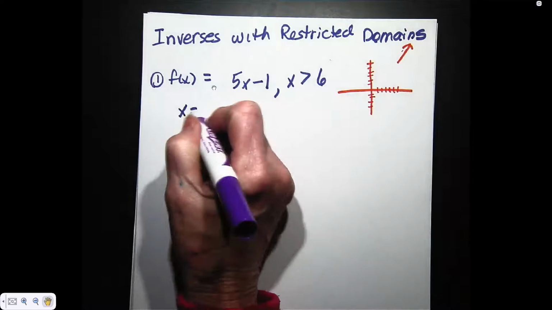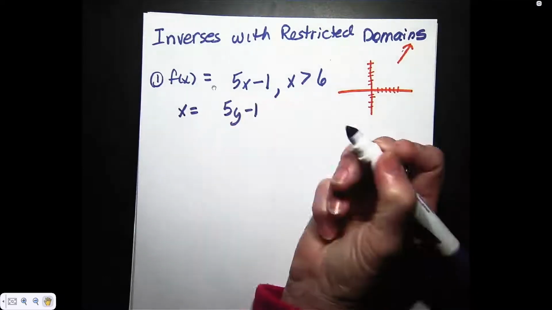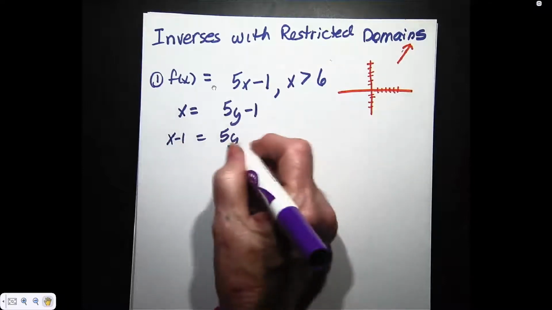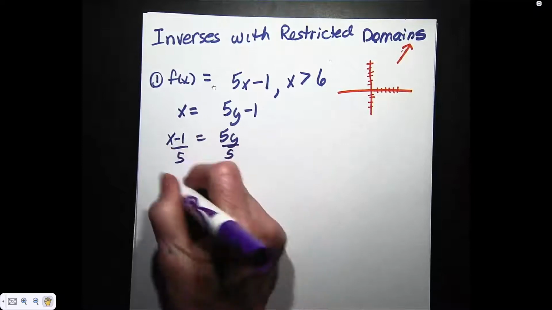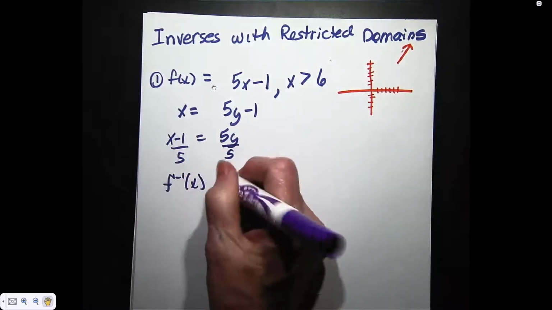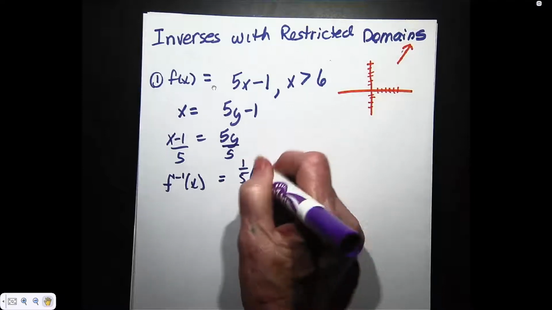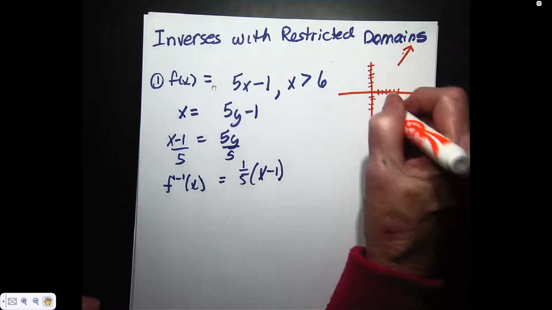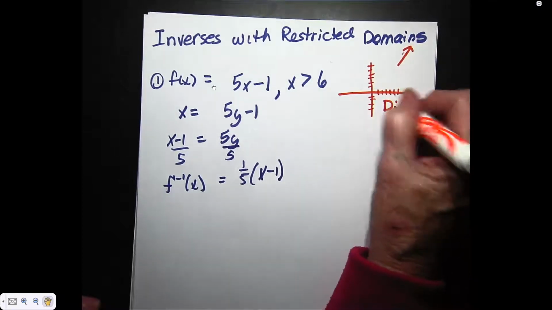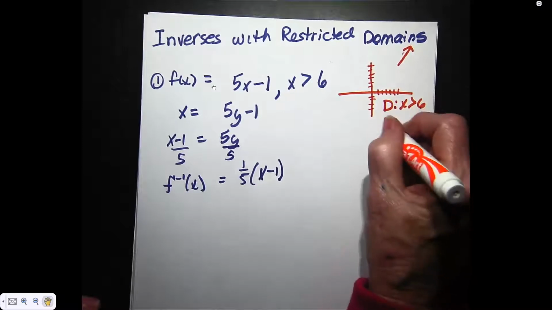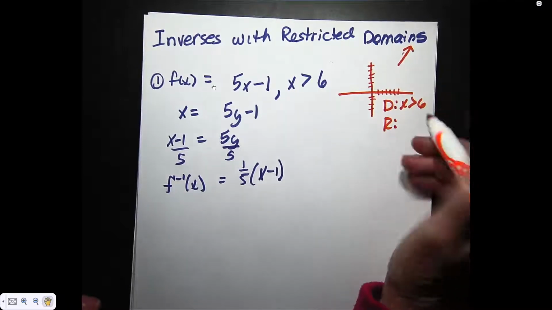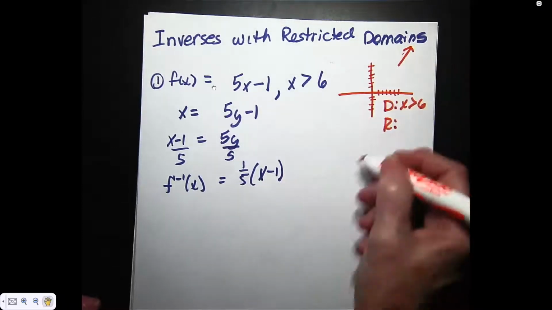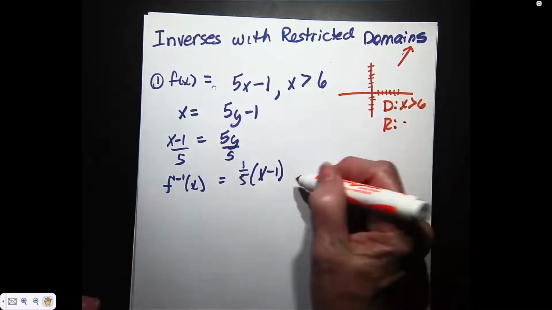Switch your x and your y. So 5y minus 1. I would add 1, and then I divide that by 5. So I would get f inverse of x is equal to 1/5 x plus 1/5. But because this is restricted, you remember we start with a domain, which we said was x is greater than 6. And the range, we don't know, but I need that, because in this problem I'm going to have to know the range of this one to find the domain of that one.